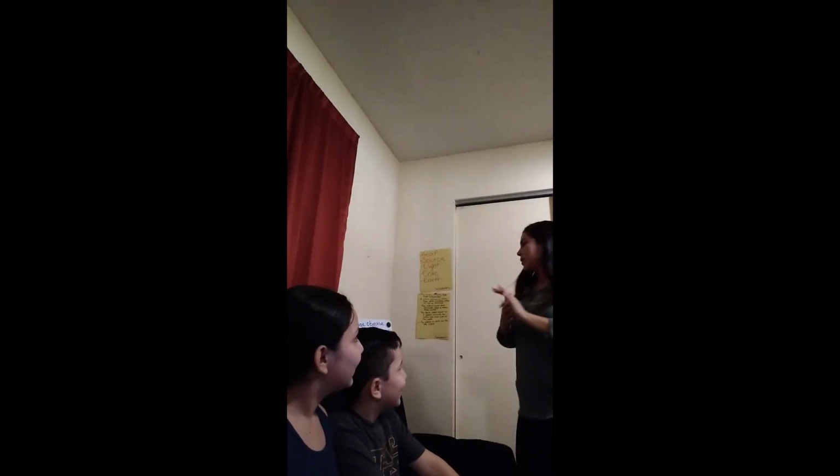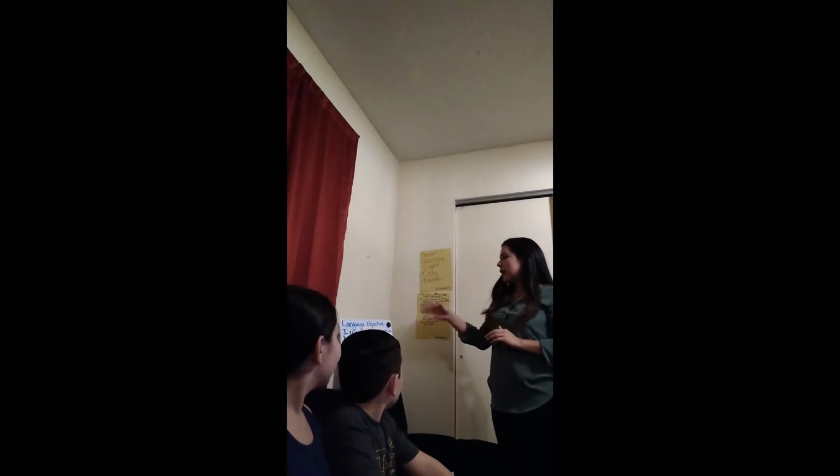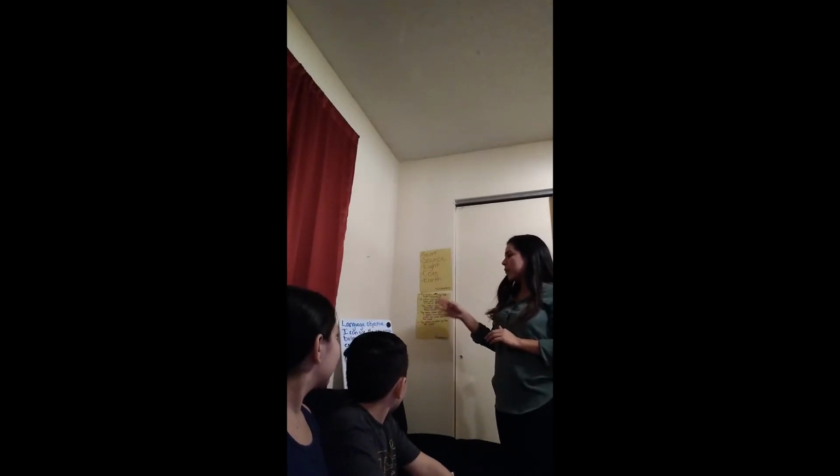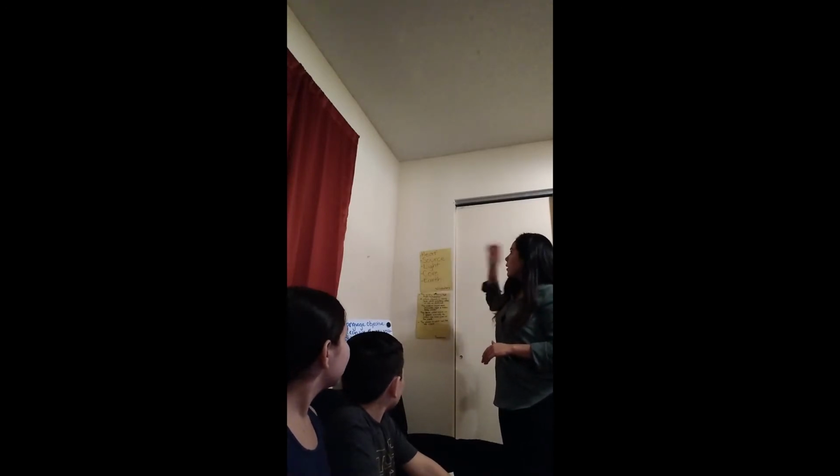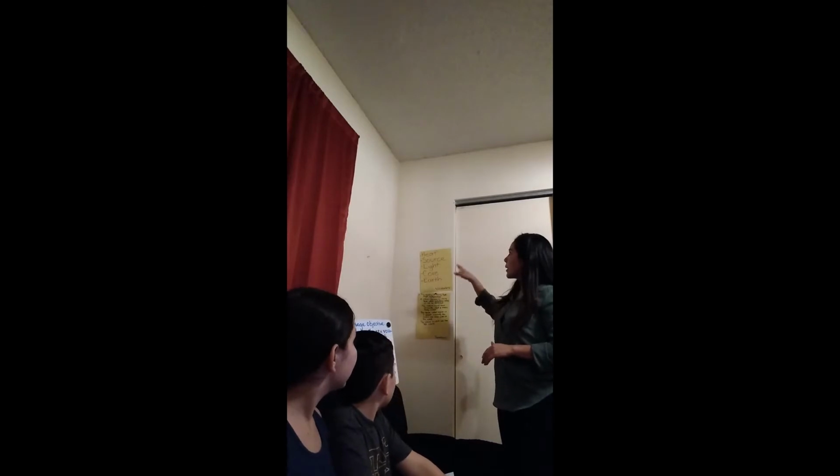Okay, you guys are ready? Yes. Okay, so the language objective is: I can use the key vocabulary in a paragraph explaining how the sun produces light and heat. This is the vocabulary we're going to be looking at throughout the lesson.